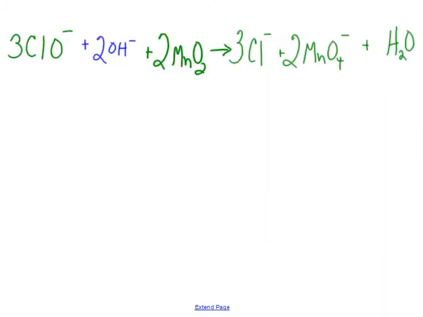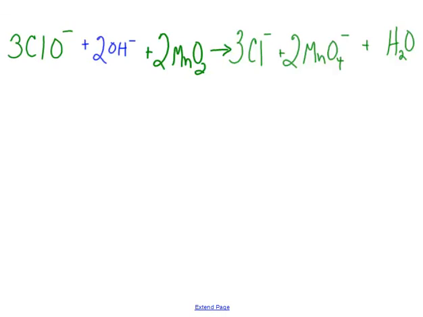Okay, here is what I have. I'm going to double check all of my atoms. Chlorine, total of 3. Oxygen, 3 plus 2, that's 5, plus 4 is 9. I see 9 oxygens on both sides. I see 2 hydrogens. I see 2 manganese on both sides. I see a total charge on the reactant side of -5. I see a total charge on the product side of -5. I've got conservation of atoms, conservation of charge, and the conditions are basic.